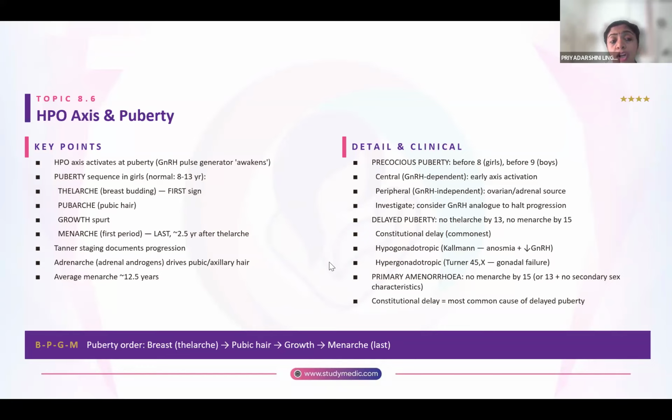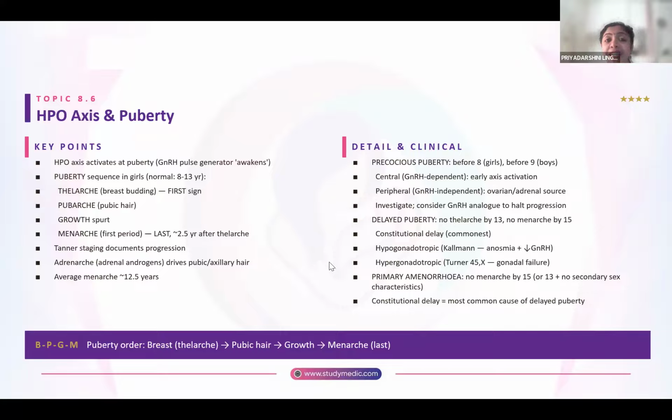Now, what is the driving force for pubic hair development and axillary hair development? This is your androgen. Why is it important to know here? If you have a clinical scenario and they mention absence of pubic hair and absence of axillary hair, remember that your androgen is at fault there. The average age of menarche is generally taken as 12 to 12.5 years.